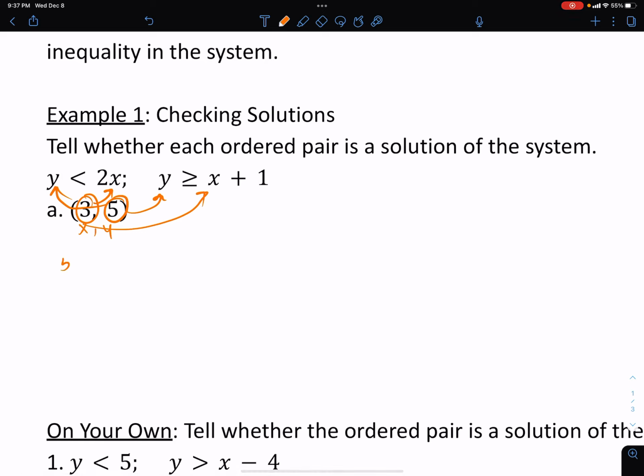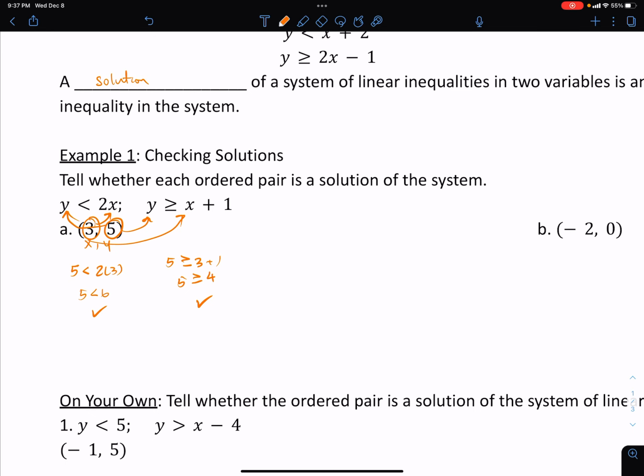So we have to do it for the first one. It's a little tedious, I understand. If 5 is less than 2 times 3, 5 is less than 6, that's true. You have to do it for the second one. You have 5 is greater than or equal to 3 plus 1. 5 is greater than or equal to 4. That is also true. So that means 3 comma 5 is a solution of the system.